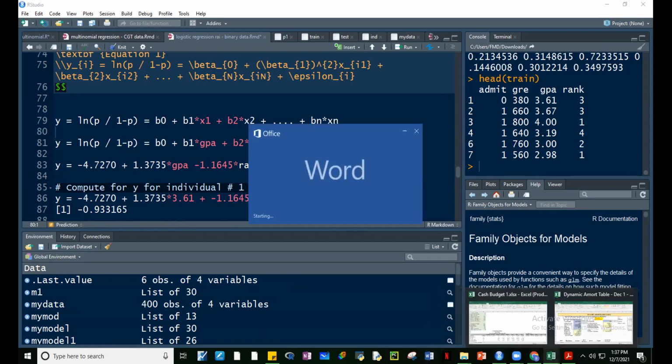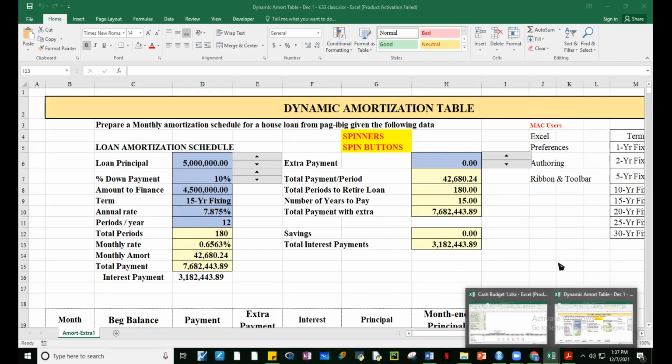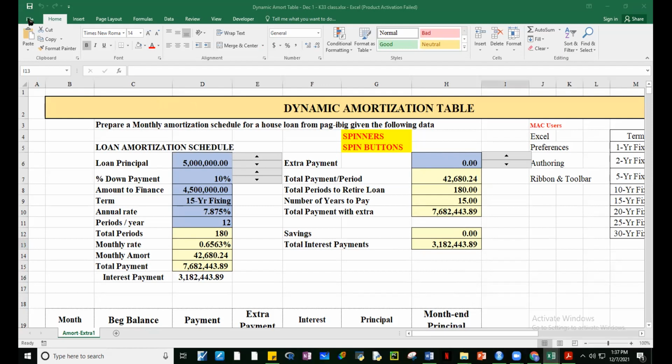Okay, bubuksan ko lang yung Excel. Mag-Excel lang ako. Oops. Lumalabas yung sa FMDF na kanina, no? Magbubukas lang akong bago.